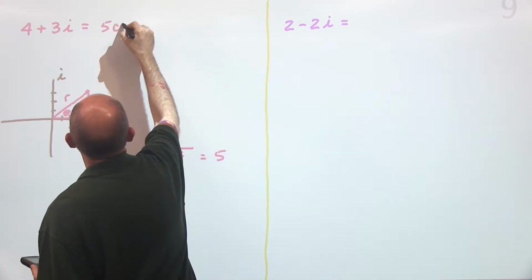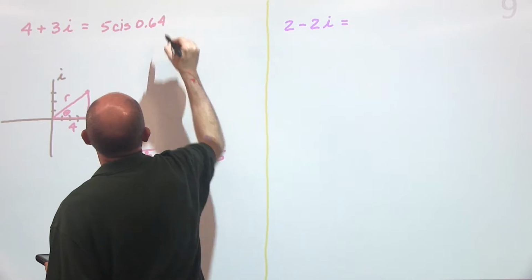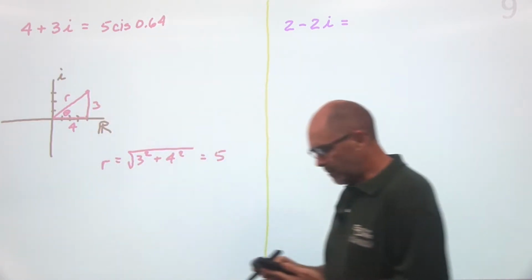So I'm just going to go 5 cis 0.64. That's it, piece of cake.